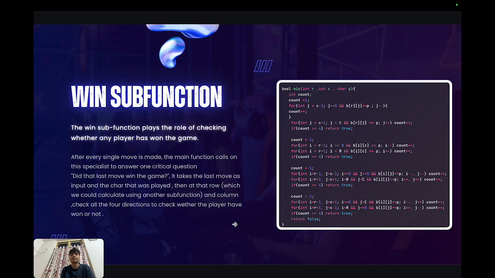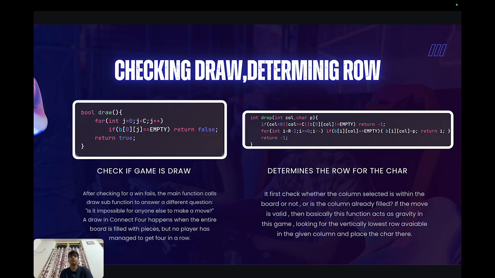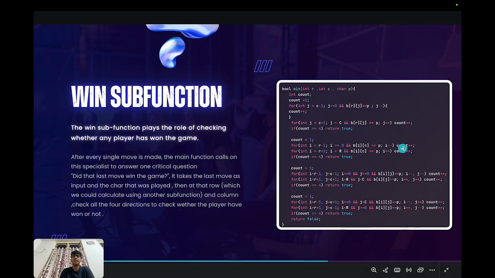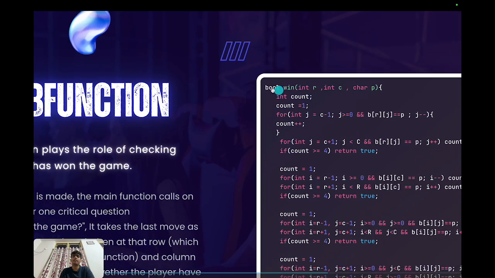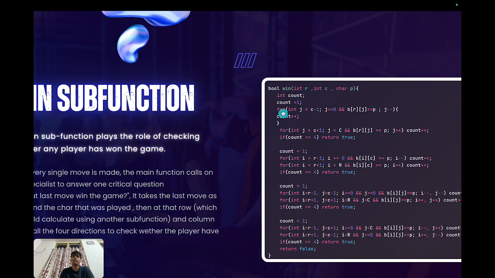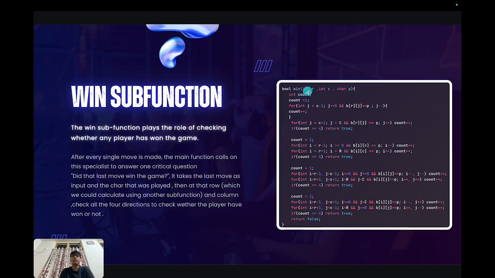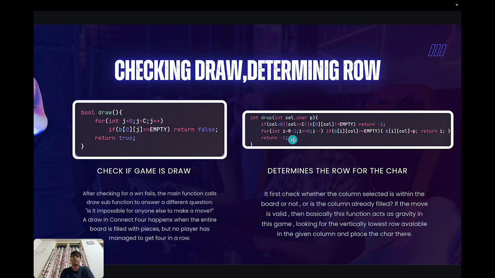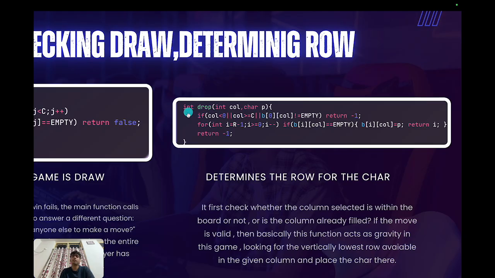So now let's discuss two more of the subfunctions that we have used in our code. The first is checking draw, and the second is determining row. Notice we have used int r as the row as input in this boolean type of subfunction. But how are we choosing r? Because remember I said that the player can't choose the row in which he wants to play the character. He can only choose the column. So we are determining the row by another subfunction called drop. Right, so we are using this subfunction drop to determine the row in which the character would be placed.